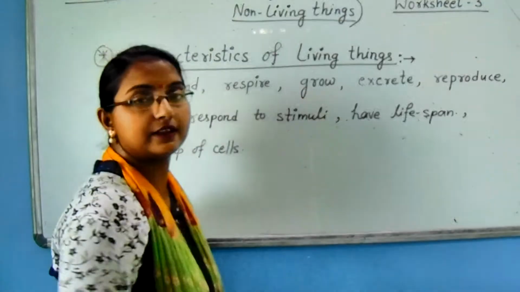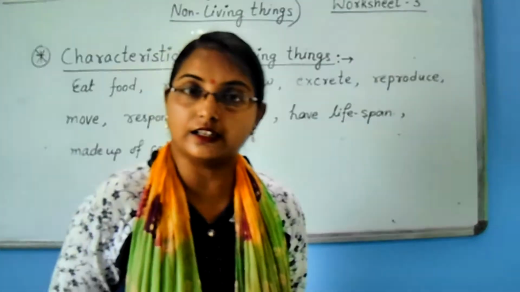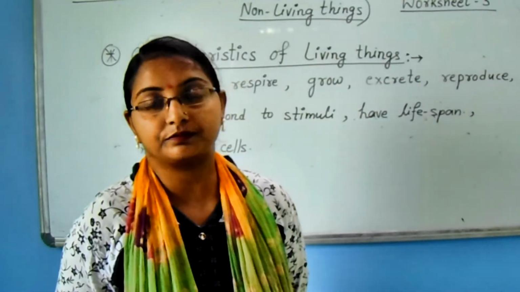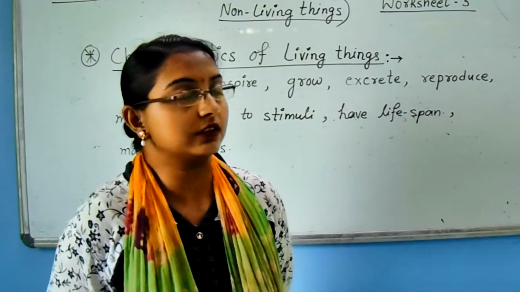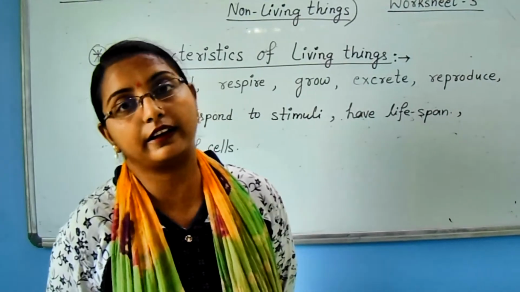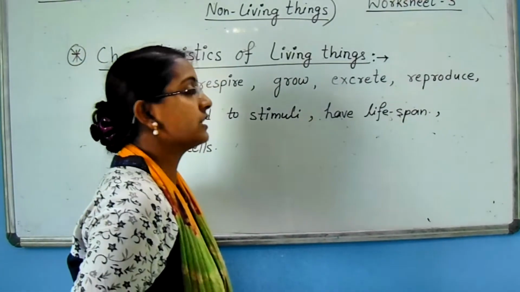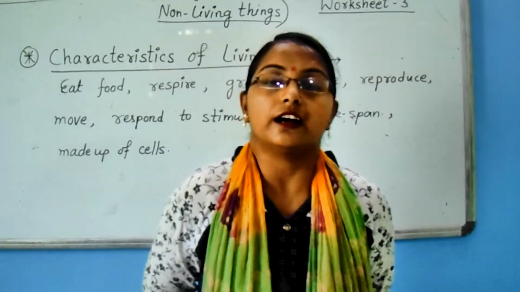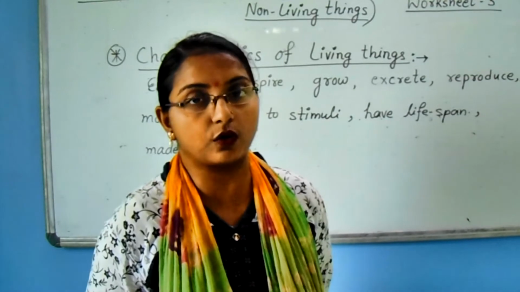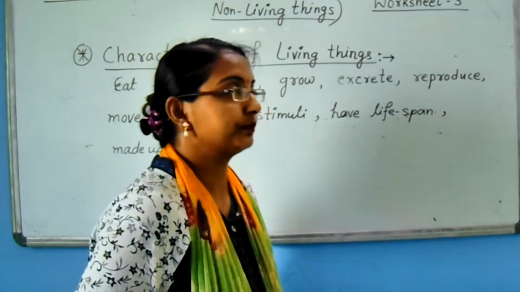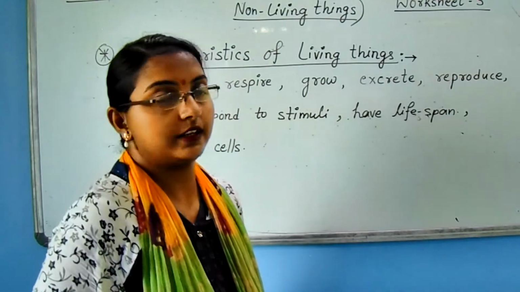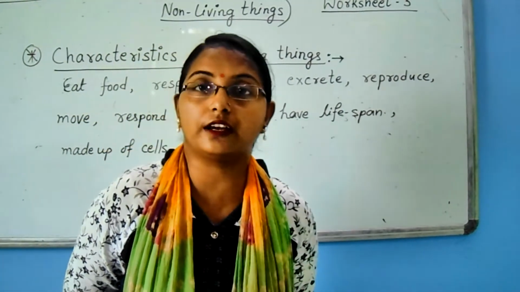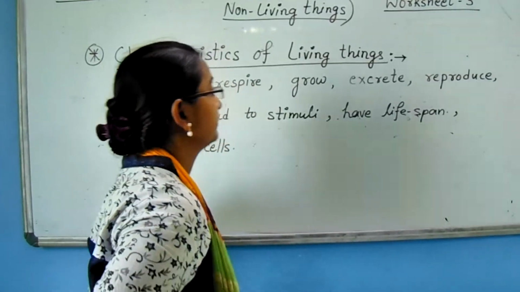Now the next topic is growth. Yes, every living being is born, becomes an adult, and after some time dies. That means living beings such as humans, animals, and also plants are born, grow, reach maturity, and after a certain age, they die.